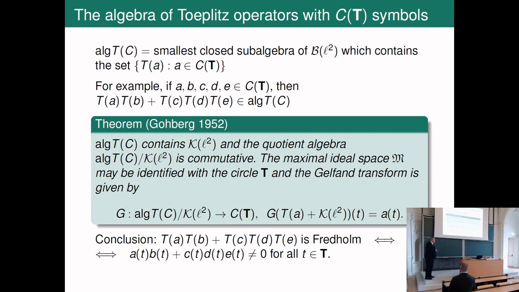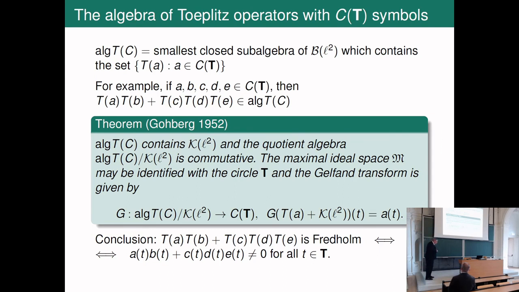This was for individual operators. The approach to such theorems is, however, through algebras of operators. So let us denote by Alg TC the smallest closed subalgebra of the bounded operators in L2 which contains all Toeplitz operators. For example, if we have continuous functions, then this is an operator in this algebra. Actually, we take all finite sums of finite products. This is a set, and the closure of this set is then this algebra.